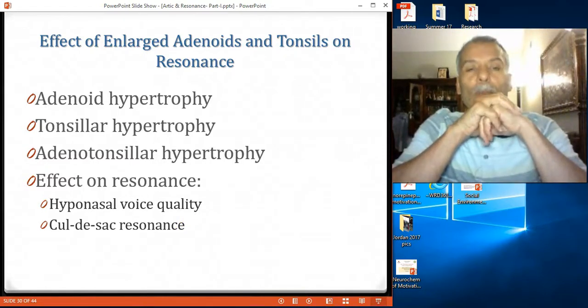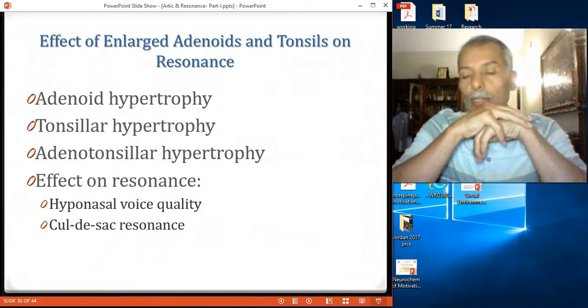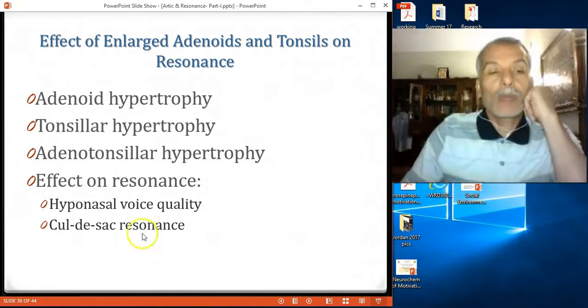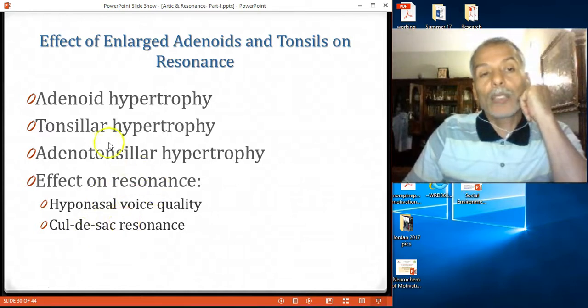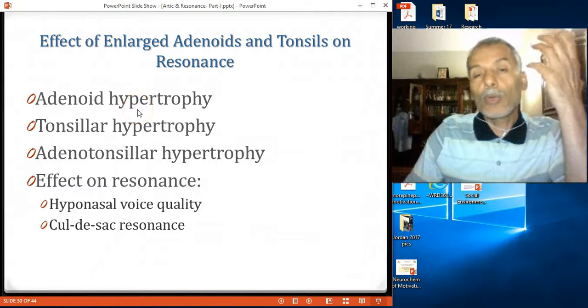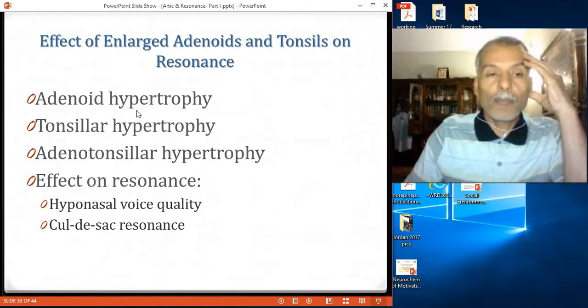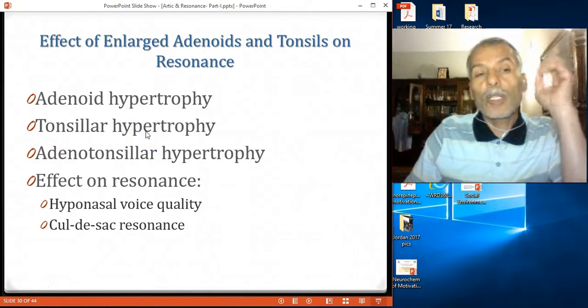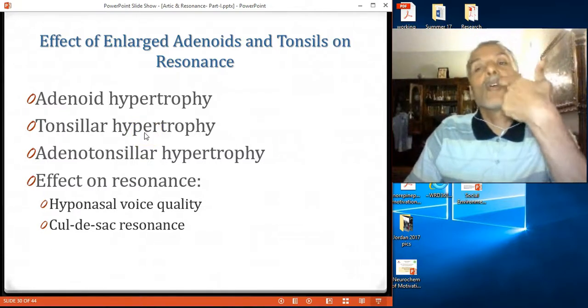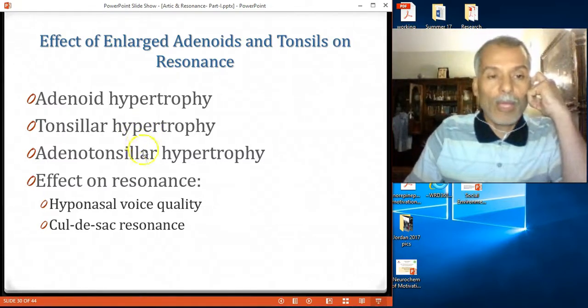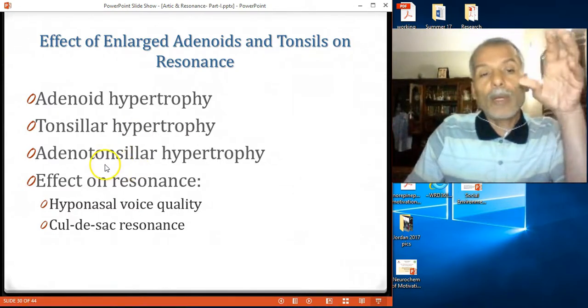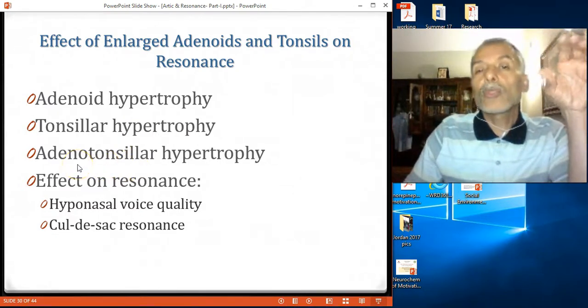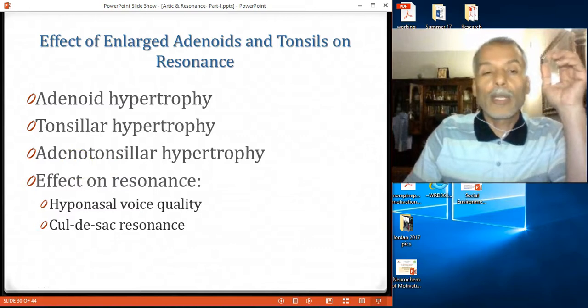Now, we spoke about the adenoids and tonsils. So these are terms. Adenoid hypertrophy is the abnormal enlargement of the adenoids. Tonsillar hypertrophy is the abnormal enlargement of the tonsils, the palatine tonsils inside of the mouth. When both of them are enlarged, you get adenotonsillar hypertrophy.